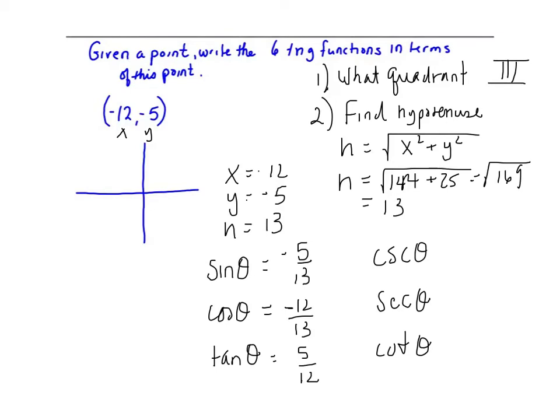Okay. If I were drawing this out, it would look something like this, right? This would be the point negative 12, negative 5. And my angle, this is theta. Actually, the whole thing is. And so then I have, this is negative 12, this is negative 5, and this is 13. And so what you're doing is you're just writing the ratios in terms of those sides. So cosecant is going to be negative 13 over 5. Secant is going to be negative 13 over 12. And cotangent is going to be 12 over 5.